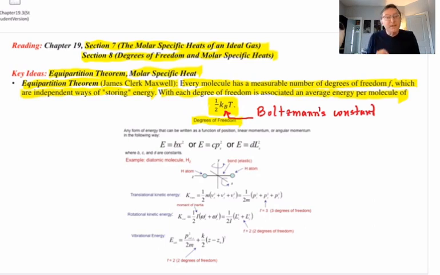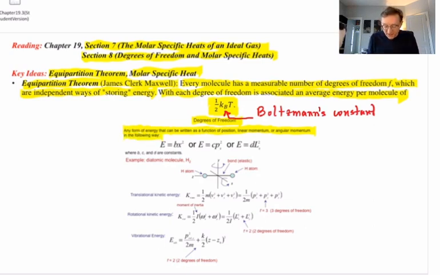But this is all about determining how many degrees of freedom a molecule has. A degree of freedom, another way, a little bit more of an explicit way to describe it, is any form of energy that can be written as a function of a position coordinate, a linear momentum component, or an angular momentum component in the following way.